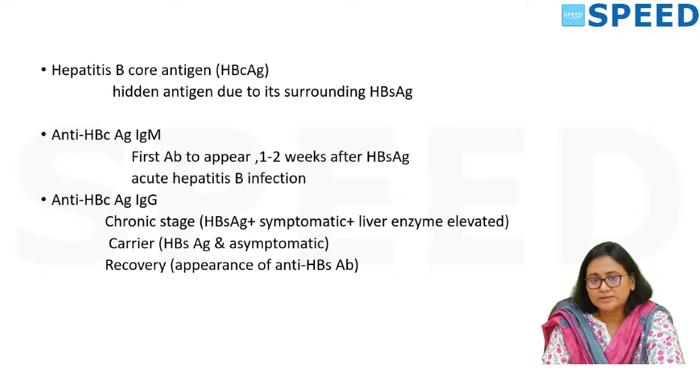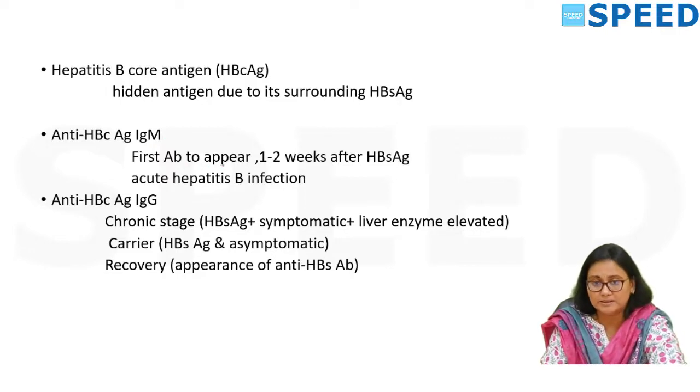Hepatitis B core antigen, these are hidden antigens and due to the surrounding hepatitis surface antigen, you can never get them in circulation, you can never detect them. Anti-HBC IgM antibody, if you see, this is the first antibody to appear, 1 to 2 weeks after hepatitis B surface antigen appearance. And this will be an indicator of acute hepatitis B infection.